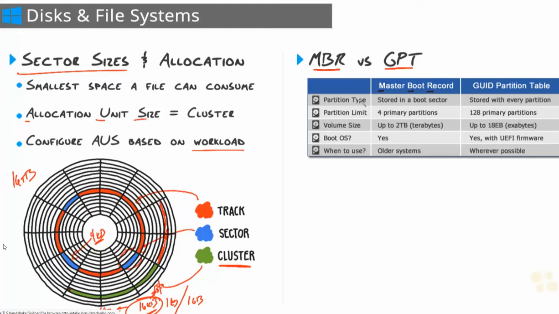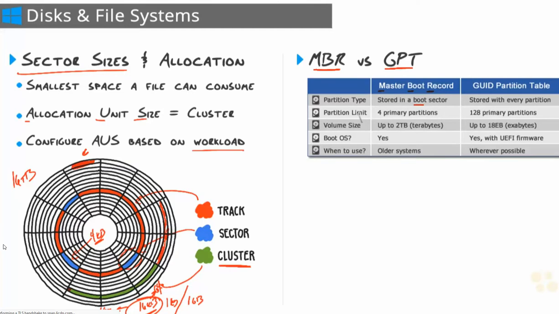But this partition table is stored in the boot sector on our disks. And the downside is that it's only stored in one place. So if that sector ever becomes corrupt, well, you're done, and Windows won't be able to boot. On the other side, the GUID partition table is stored with every partition table. So we have that redundancy, and it can fix itself if corruption were to ever occur.